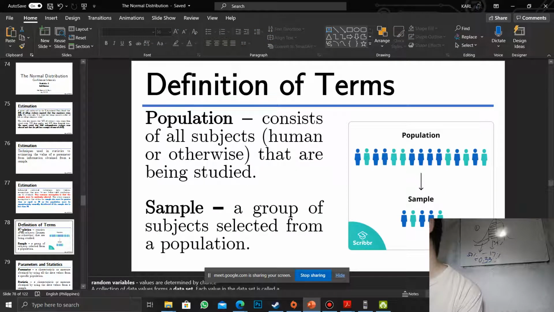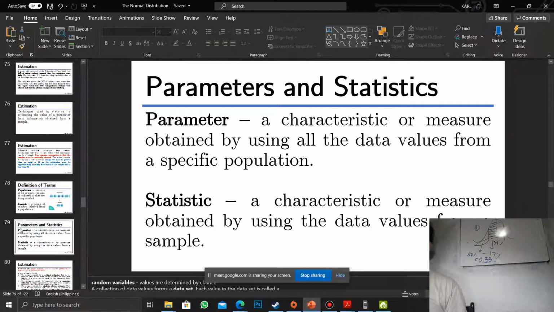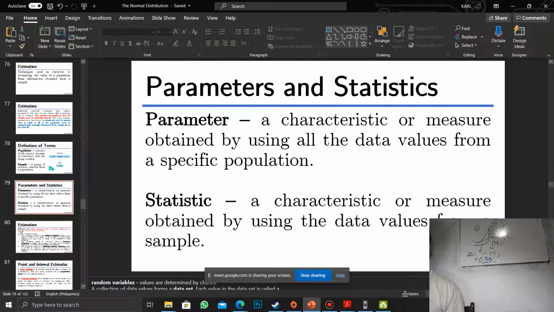Definition of terms, population, naaral na natin to. Consists of all subjects that are being studied. Sample is a group of subjects selected from a population. Parameter, characteristic obtained by using all data values from a population. Statistic is a characteristic or measure obtained by using the data values from a sample.